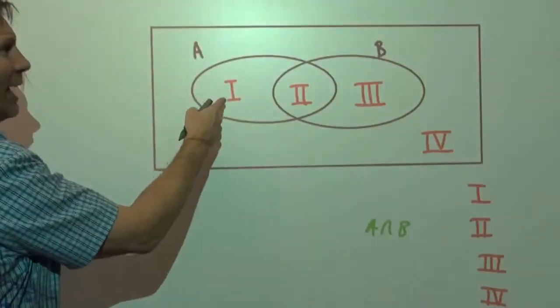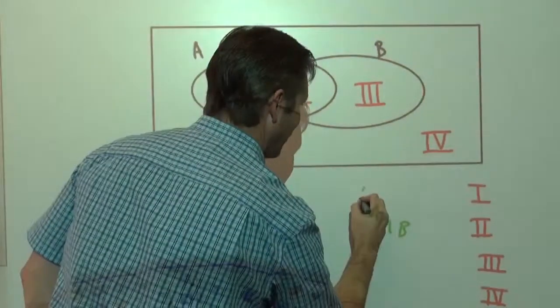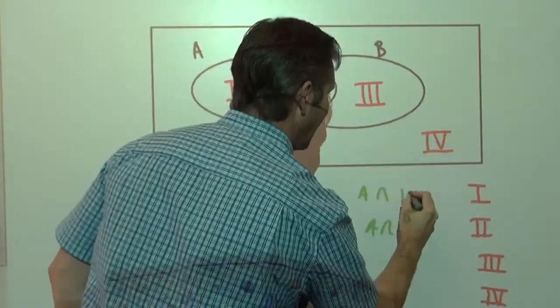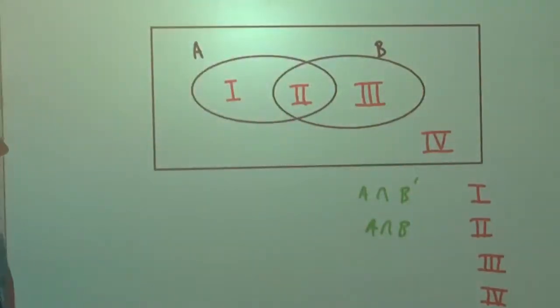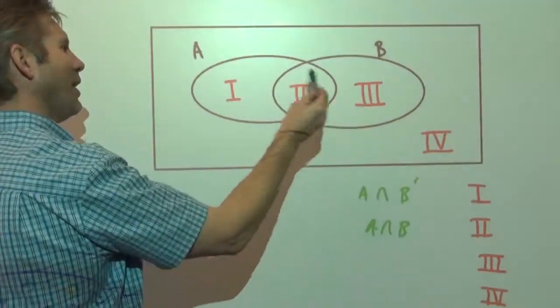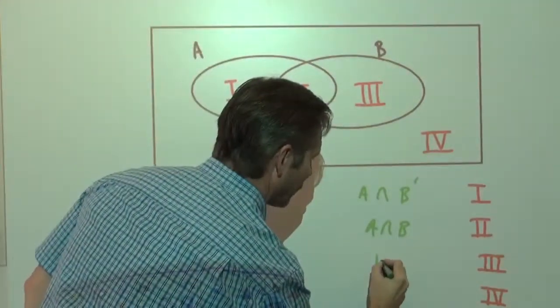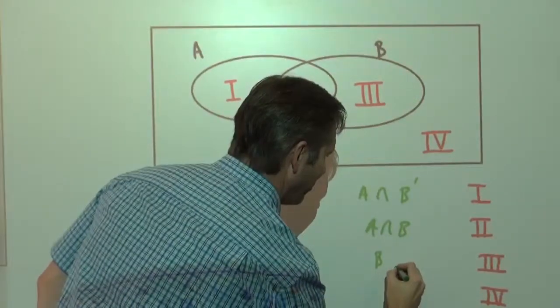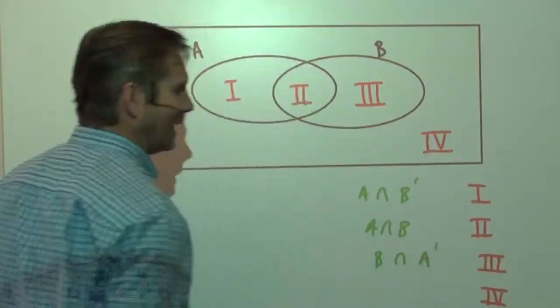Region 1, you're just in A and you're not in B, so this would be A and not B. So if you ever see that complement sign, that's where you're at. This is region 3, you're in B, but at the same time you cannot be in A. So region 3 is you're in B and at the same time you're not in A.